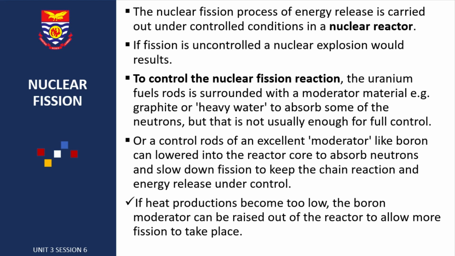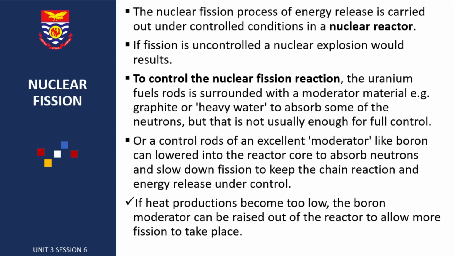The nuclear fission reactor is made up of several different parts, and one of the parts is the uranium fuel rod, which is usually surrounded by moderator material such as graphite or heavy water. We surround it with this graphite or heavy water so that it can absorb some of the neutrons that are produced in the nuclear reaction, and by so doing we manage to control the nuclear reaction. But this does not guarantee full nuclear reaction control.